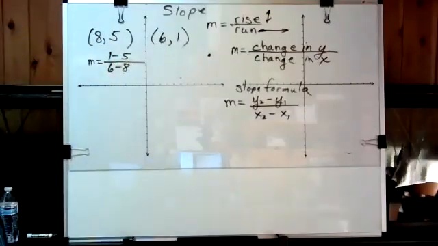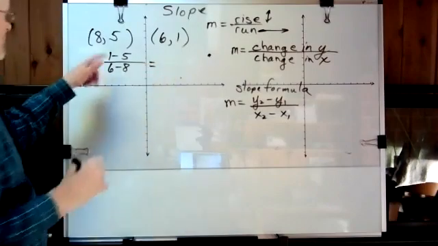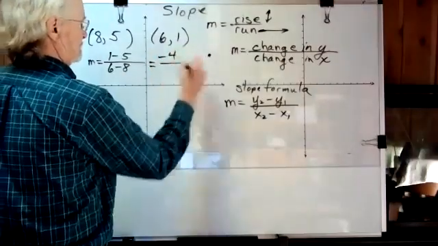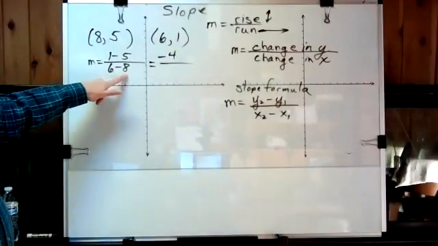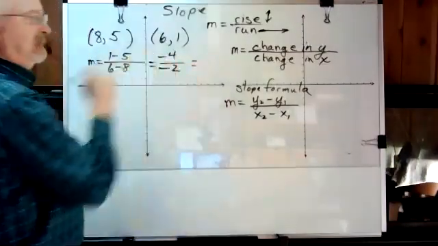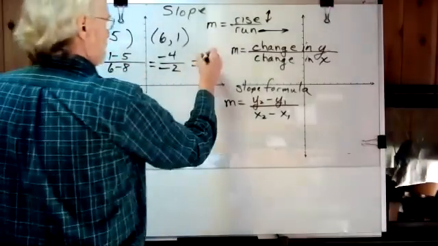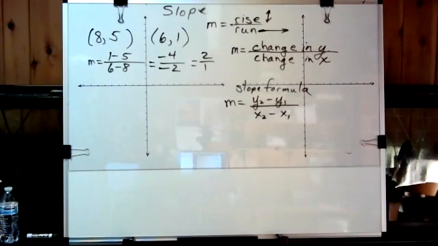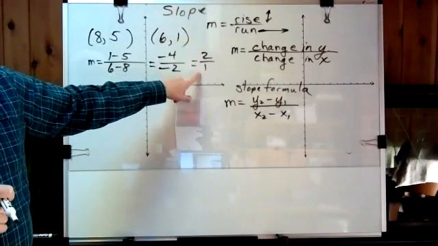Now, slow down, Steve. Now, 1 minus 5 is negative 4, and 6 minus 8 is negative 2. Well, here's a division. Negative divided by negative is a positive number. 4 over 2. And I'm even going to hang on to that denominator for the time being. So we continue to see the rise over the run.